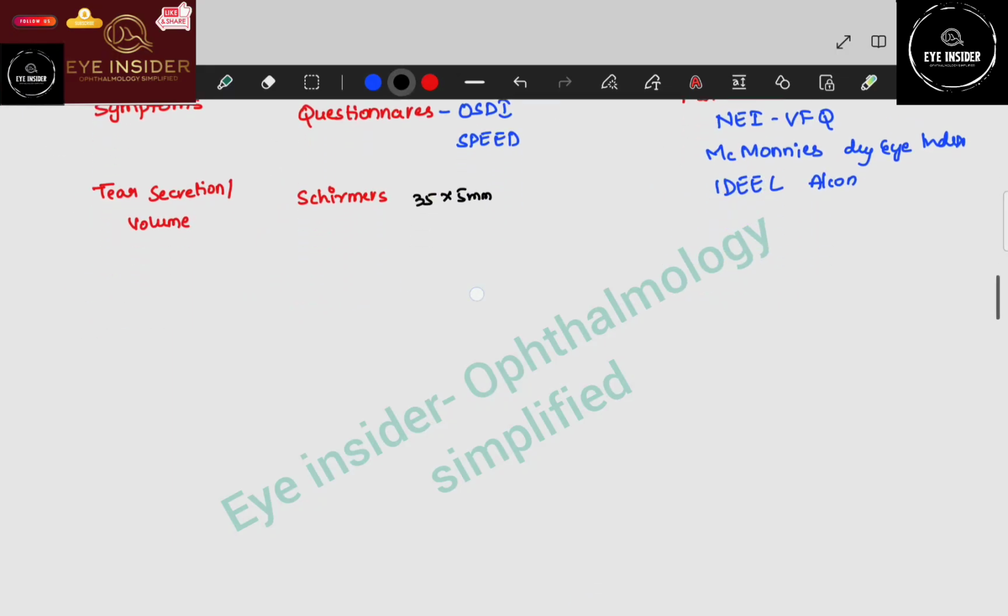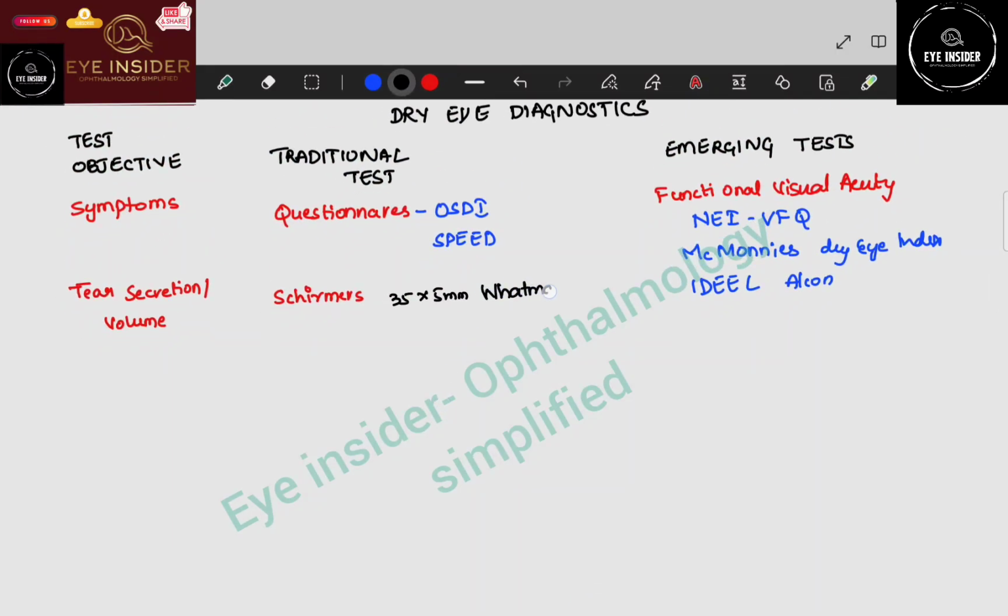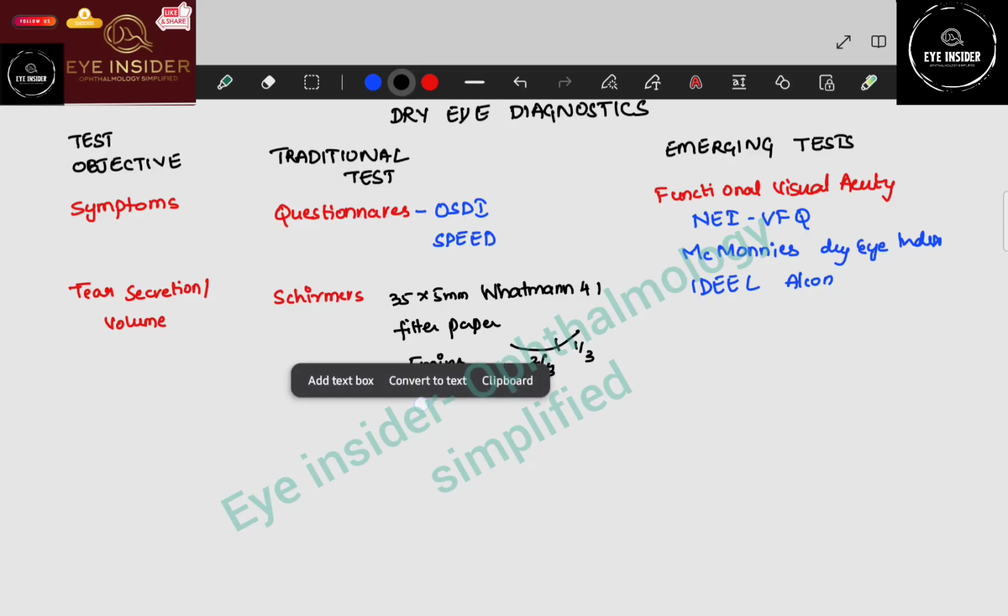It is done with the help of a 35 into 5 mm Whatman 41 filter paper. This paper is placed at the junction of the medial 2/3 and lateral 1/3 of the lower eyelid and is checked after 5 minutes. So after 5 minutes when we check, in Schirmer's test 1, normal is more than 10 millimeters of wetting.